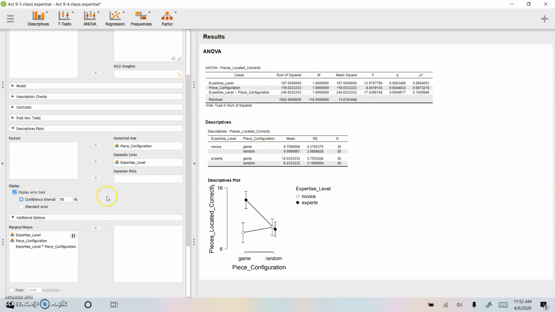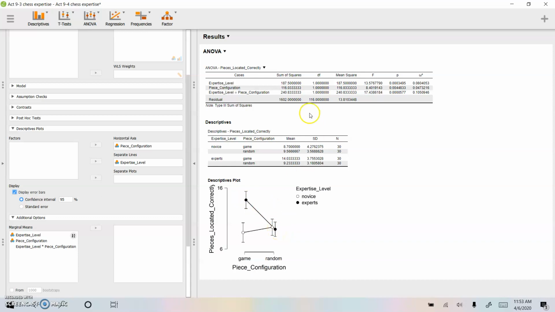All right, so let's look here at our graph. For novices, you can see that when the pieces were in a game configuration versus random, they actually did a little bit better maybe. The mean is a little bit higher with the random configuration than with the game configuration. Experts, however, did much better with the game configuration than with the random configuration.